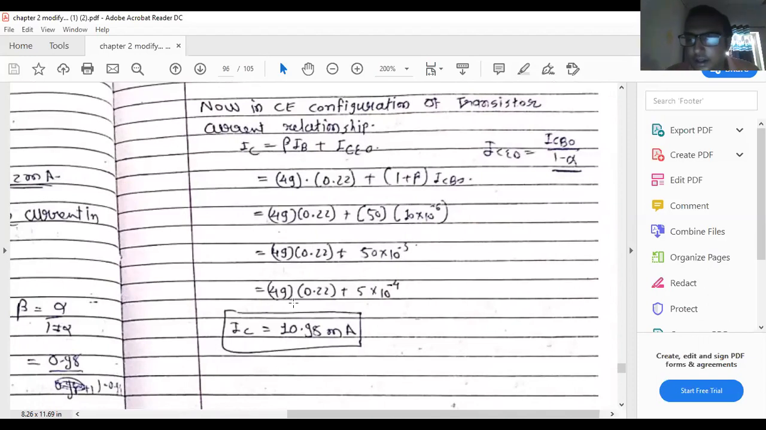So this is the example that can be related to the DC load line and Q point. Q point means what? The instantaneous value of current and voltage. And DC load line means what? The maximum value of current and voltage.